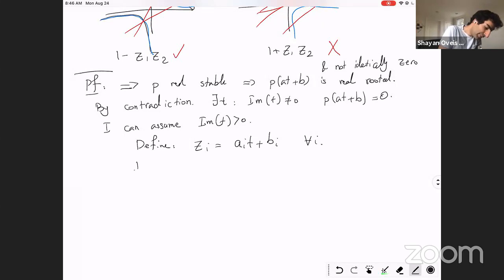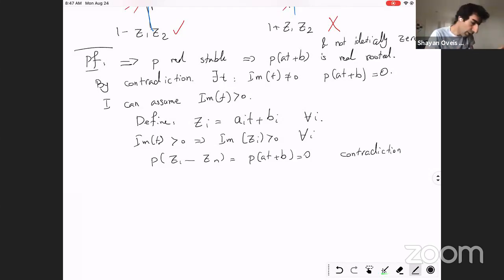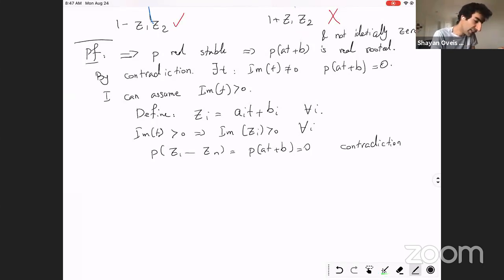Because T has positive imaginary value, I get that the imaginary value of Zi is positive for all i. But on the other hand, the polynomial is 0. P of Z1 up to Zn is equal to P of AT plus B, which is equal to 0, and that's a contradiction. The polynomial has a root in the upper half complex plane. So what did I show? I showed that if the polynomial P is real stable, then P of AT plus B must be real rooted. You can also check that it cannot be identically 0.